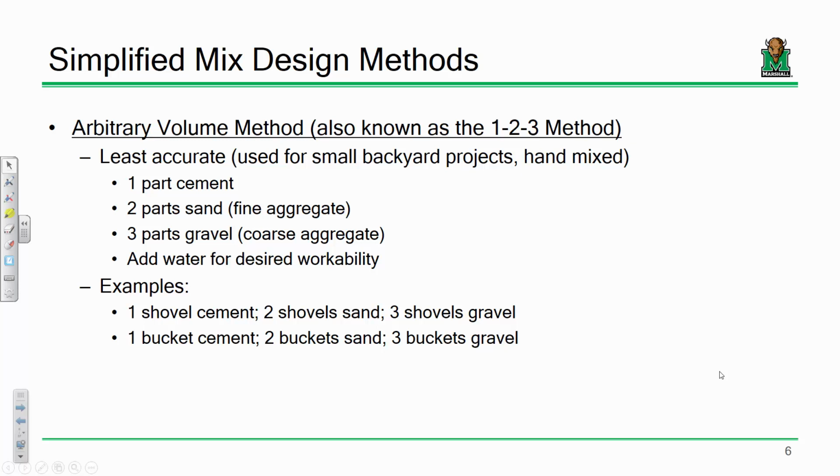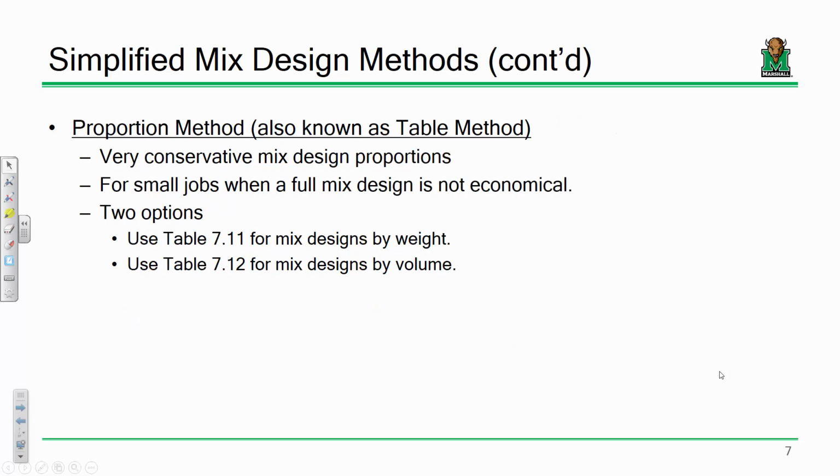Now, let me be clear. This in no way, shape, or form would be appropriate for a large-scale, force-resisting civil engineering structural application. This is just the patio in your backyard or something like that. But you at least can do a basic mix design. So maybe like 1 bucket of cement, 2 buckets of sand, 3 buckets of gravel, something like that. All right. Sound good?